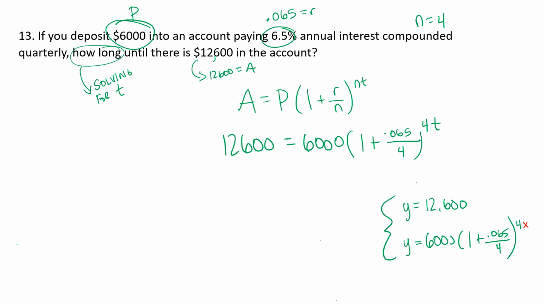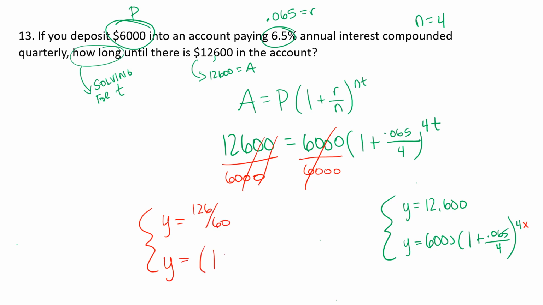So just like we did on the last ones, you can also simplify this a little bit. You could simplify this like so. Divide both sides by 6,000. Now, I know that I could simplify this more, but why? I'm just going to leave it like this. I'm going to say, okay, y equals 126 over 60, and y equals (1 plus 0.065 over 4) to the 4t. And instead of t, I'm going to put x. Either way, I could graph these on Desmos. I'm looking for my x value.